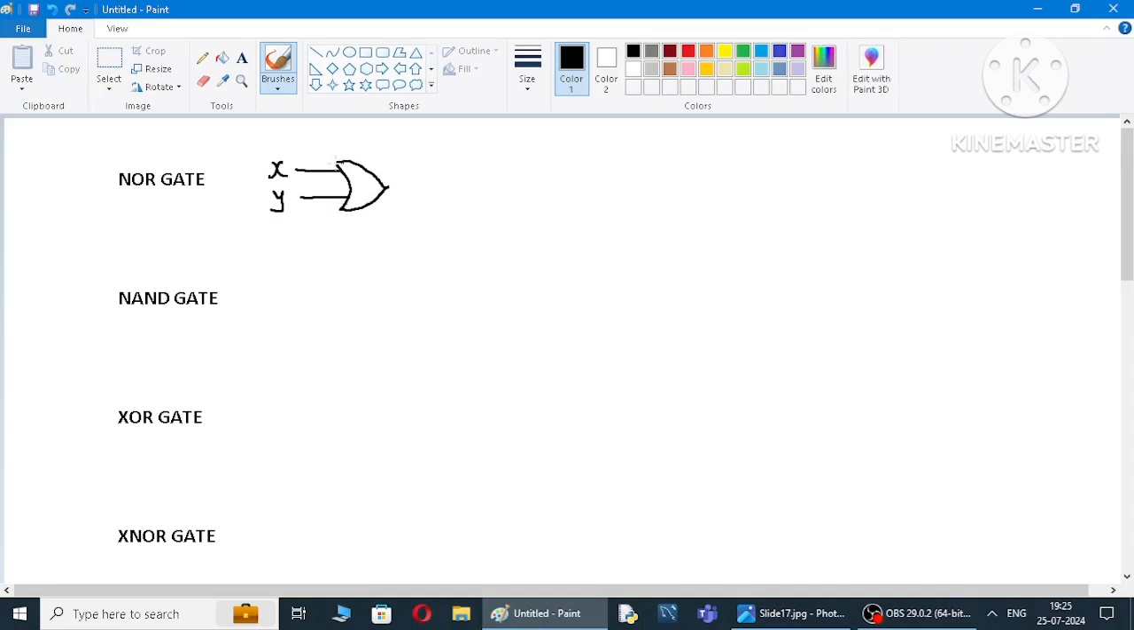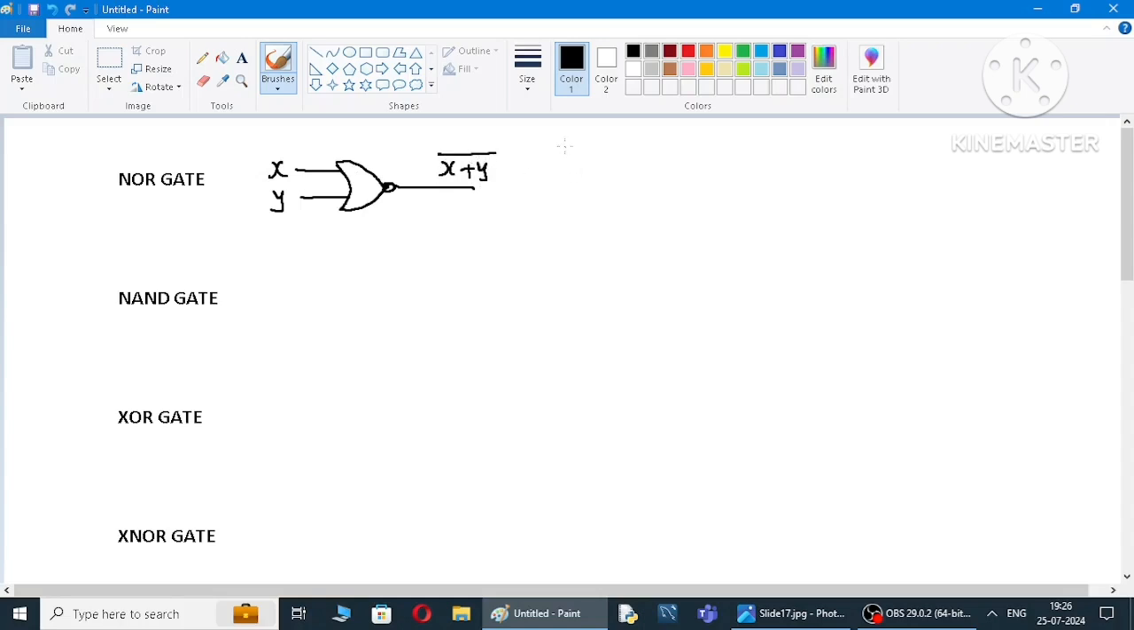Now, when I say NOR gate is exactly the opposite of OR gate, you just have to add a NOT with it. It is a complement. The opposite of OR is NOR. This small circle indicates the complement of it, that is the NOT of OR. NOT plus OR is NOR. So instead of X plus Y, you will get the opposite, that is X plus Y complement.